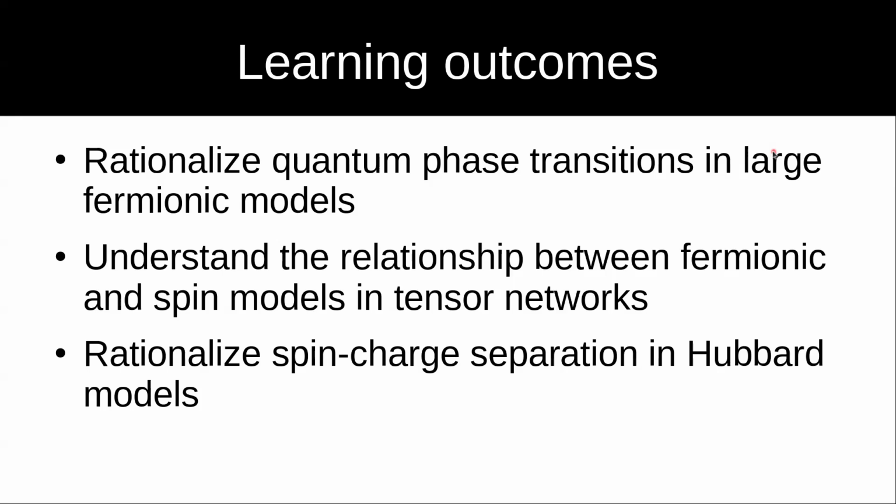How can we understand the relationship between quantum spin models and quantum fermionic models, and use these techniques to see from calculations spin-charge separation in very large Hubbard models?